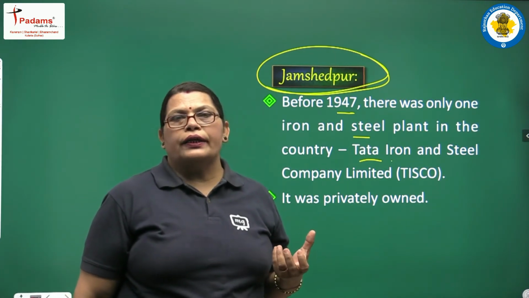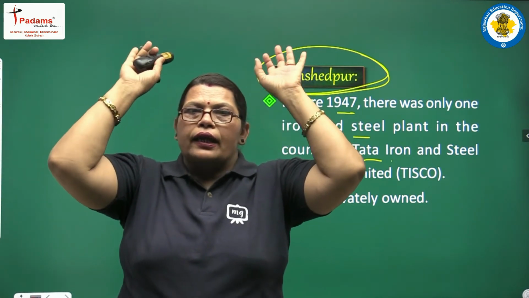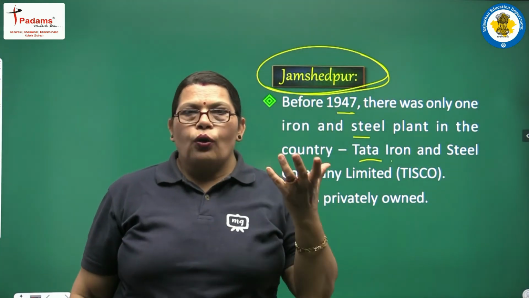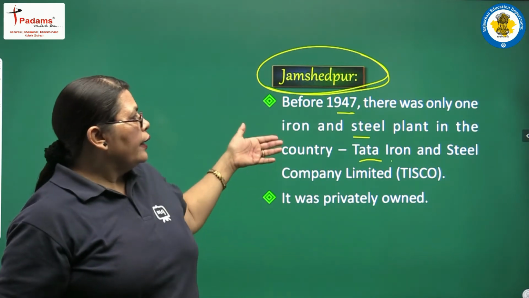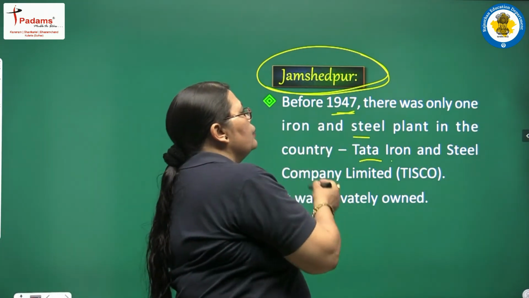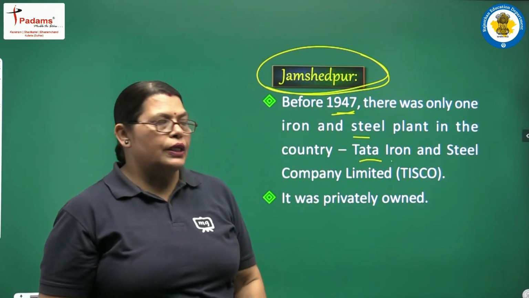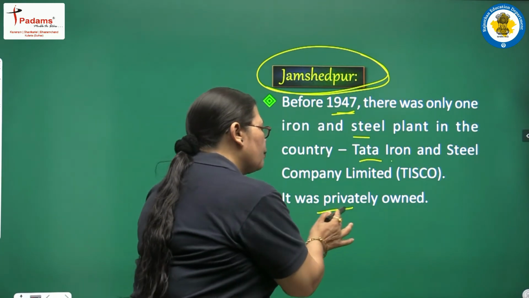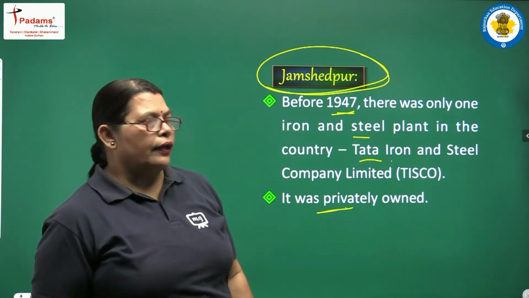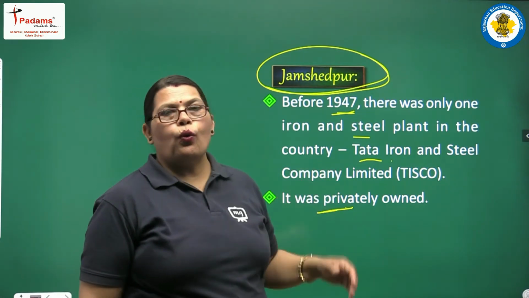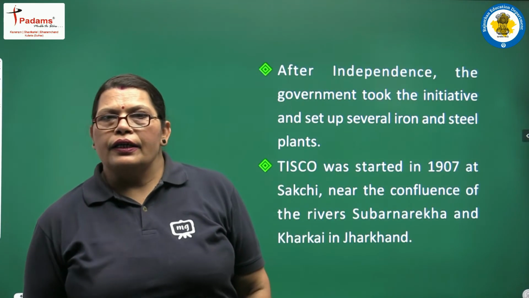And when they saw a tribe, ladies and girls, taking baskets, and in those baskets iron ore rocks were there, they were very surprised. And here the establishment before 1947 gave us a result in the form of TISCO. When we are talking about Ratan Tata's son Dorabji Tata, what is the main thing here? See, it was privately owned. Yes, TISCO is a private sector industry.